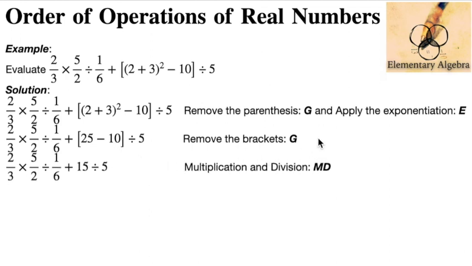And then since there are no more groupings G and exponents E, let's proceed to MD, multiplication and division. Let's do this one by one since we have fractions here. We know that not everybody loves fractions, so let's accept that as a fact. For multiplication of fractions, let's focus on this pair of terms first: 2 over 3 times 5 over 2. So let's multiply.